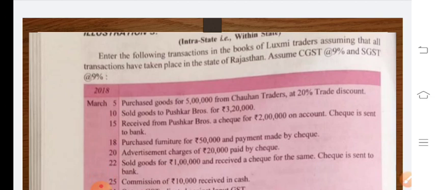Now assume CGST is 9% and SGST is 9%. So we'll have to take both CGST and SGST at the rate of 9%. Now we have the first point: purchased goods for rupees 5 lakh from Chauhan Traders at the rate of 20% trade discount. So let's check it out.